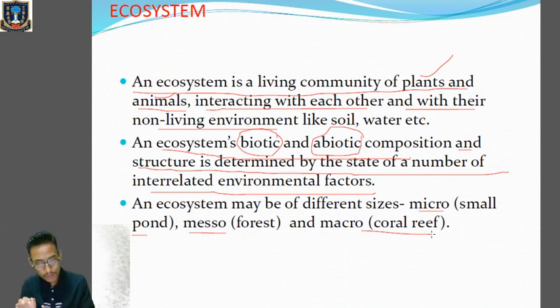Clear? So today we have simply learned about the definition of ecology. We have gone through the categories of ecology, and we have gone through keywords like population and community, and we have just had a brief idea of ecosystem. In the next class, we will learn about the structure of an ecosystem.